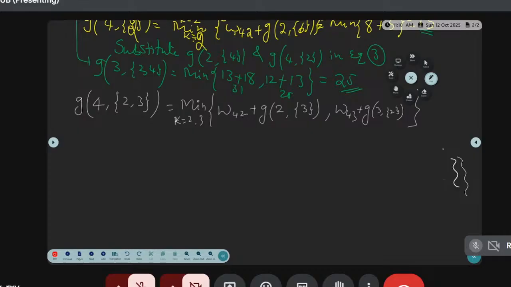రైట్. సో ఇయర్ నెక్స్ట్ minimum of W42 అంటే ఇచ్చిన మ్యాట్రిక్స్ లో 4th రో సెకండ్ కాలం ఎంత? 8.